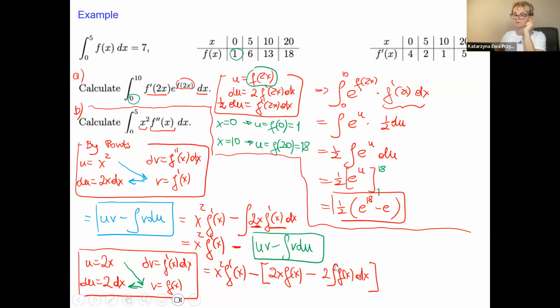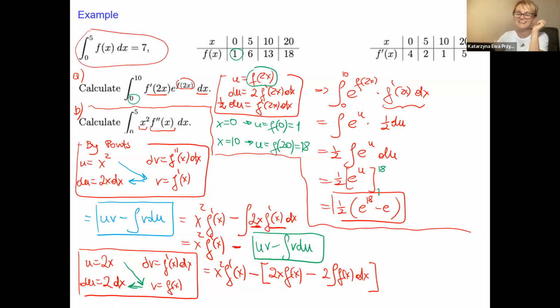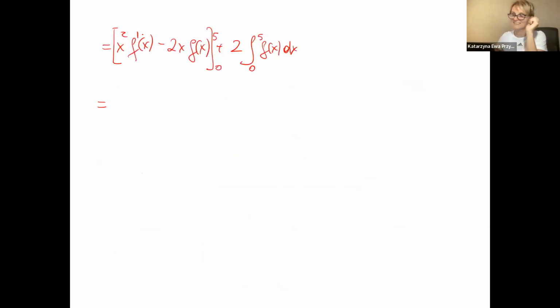But my question is, we do not have enough information to compute this, but this is given. If you look, this integral is 7. That means we look for this, 2 times 7. This is 7.